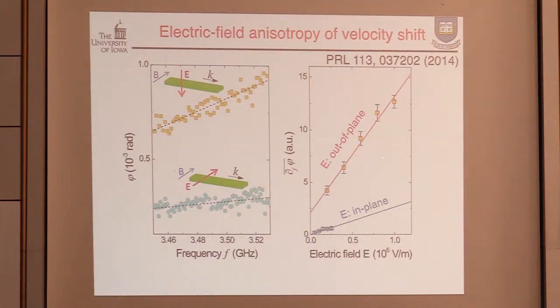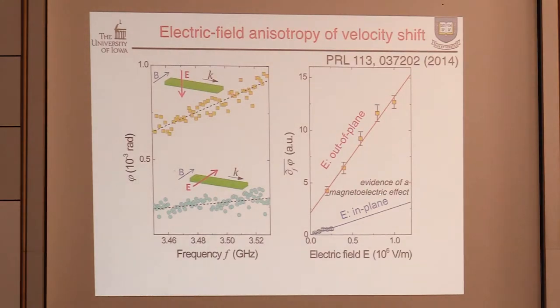And then on the right here is as a function of electric field. So you can see there's a very substantial out-of-plane electric field effect, which corresponds in magnitude to what is predicted for the Dzyaloshinskii-Moriya interaction. So this line that is going through here is not a fit to the points. It is a theoretical calculation for that particular system, and it's in very good agreement. Now, this line here is a guide to the eye because we do not have a theory for that effect, but it does seem to suggest that there is a non-negligible magnetoelectric effect that is occurring for in-plane electric fields in YIG.